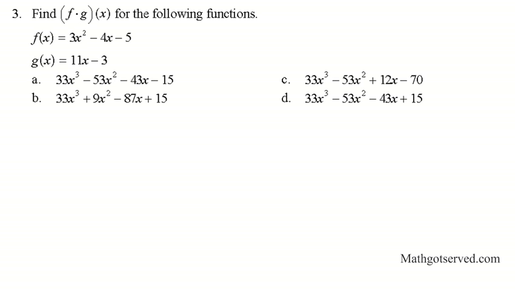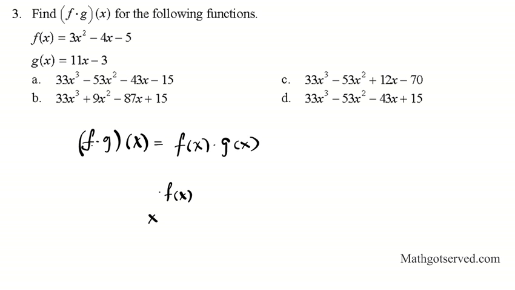Alright, so for number 3, we're going to do f times g of x. Now what does f times g of x mean? f times g of x simply is a shorthand form of writing f of x multiplied by g of x. Okay? So I'm going to multiply these two functions vertically. You can multiply horizontally by distributing, by FOILing if you want. Okay, so we're going to do f of x multiplied by g of x.